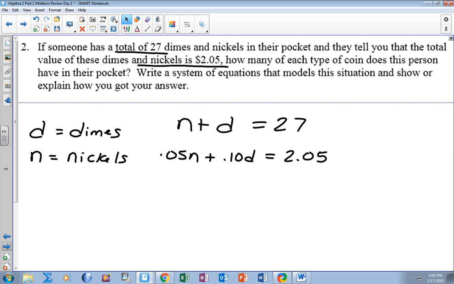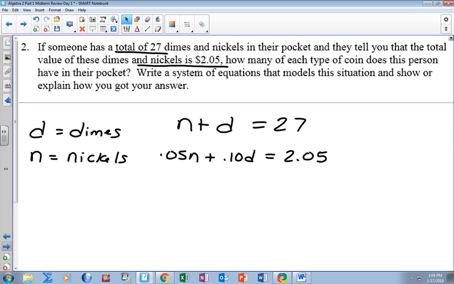So you just want to look at what they're asking you, and if they're asking you something that gives you one in terms of the amount of items they sold or did or whatever, and the other one is monetary value, that's how you set up the equation each time, okay? So now I want to go about solving this.